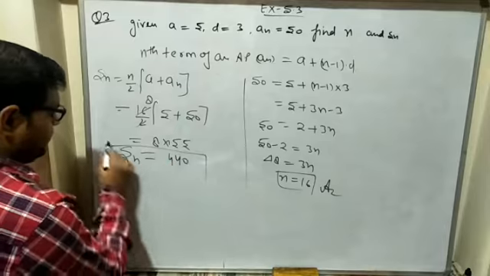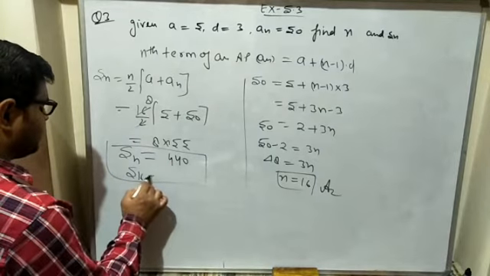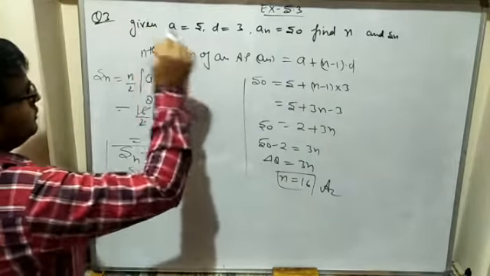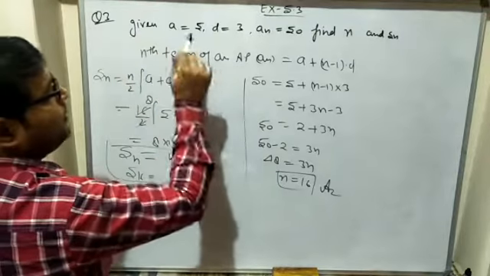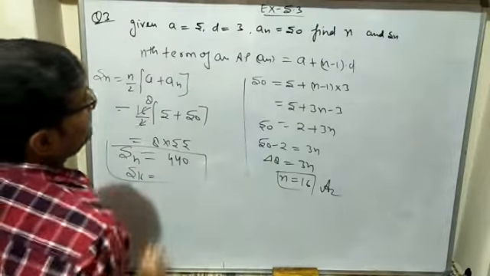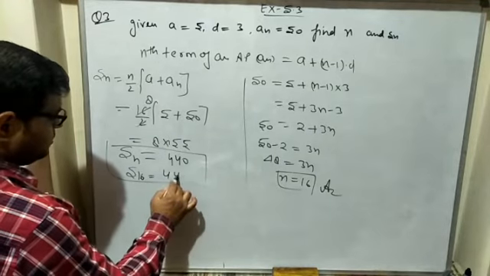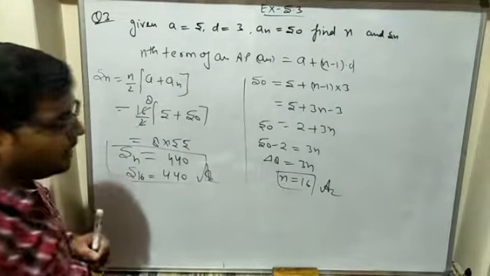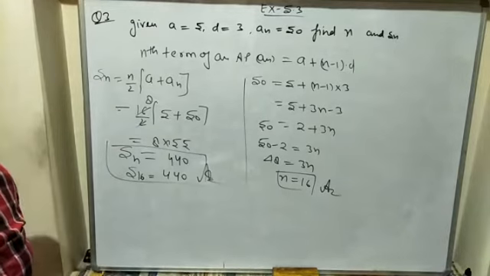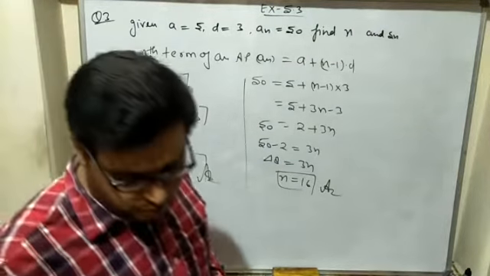That Sn, or we can write it as 16, because this AP has first term a, common difference d, and the last term is 50. How many terms? 16, and this sum is 450. This is your answer. And I will explain one more part of that question.